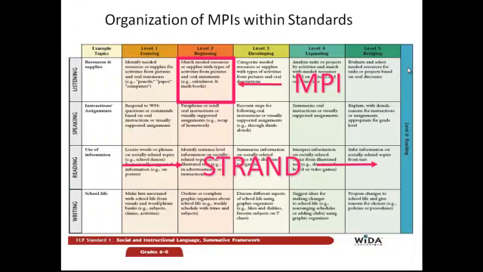In the 2007 ELP, the pages of MPIs look like this. One box contains an MPI, which then fits within a strand of MPIs that all address the same topic, the same cognitive function, and similar but progressively more difficult language functions.